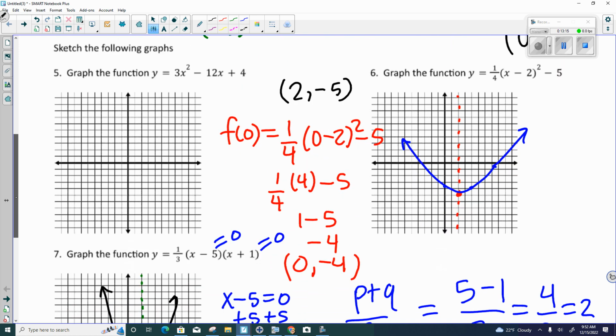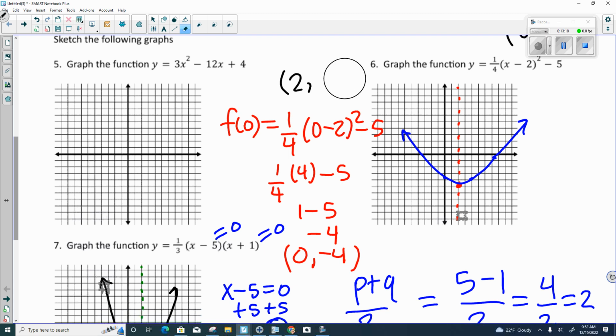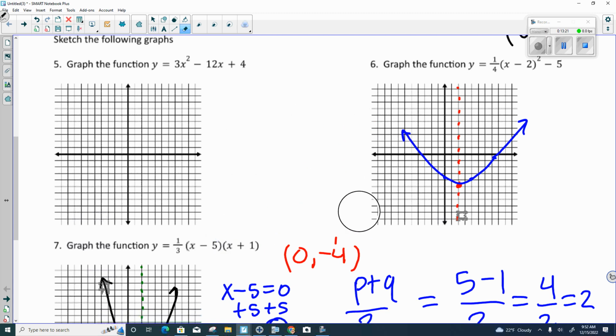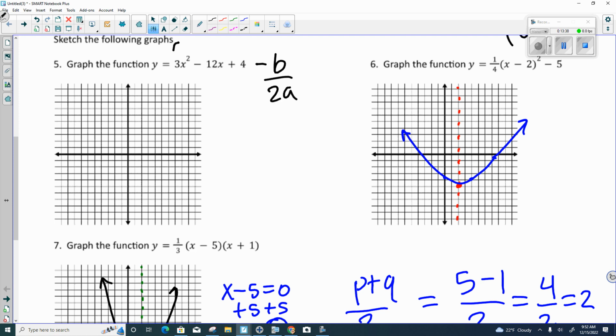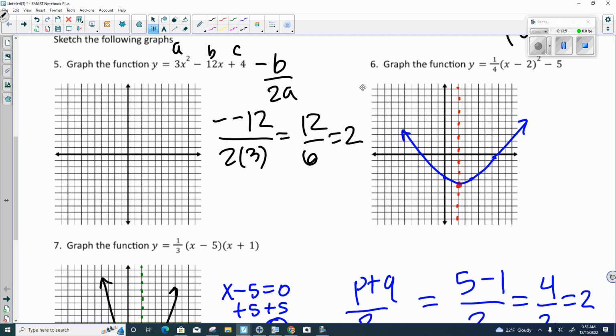Okay, let's look at number 5 now. This one's in standard form. It's kind of like number 3 up there. So Sarah, if I'm in standard form and I want to find the vertex, what do I do? Yes, I hope this is starting to sink in. Today's the day. Negative b over 2a. This is my a, this is my b, this is my c. So negative b over 2a. That's my axis of symmetry.